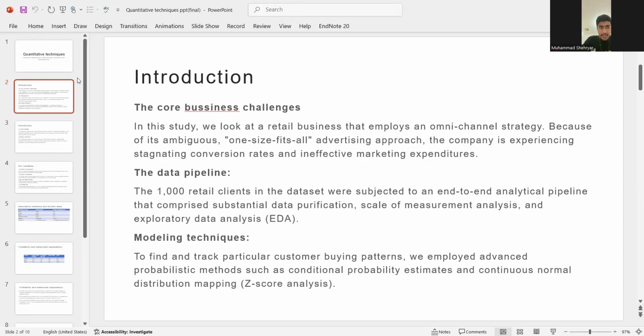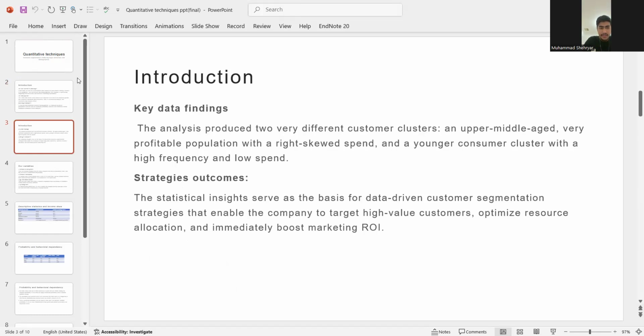The data pipeline: the 100 retail clients in the dataset were subjected to an end-to-end analytical pipeline that comprised data proficiency, scale of measurement analysis, and exploratory data analysis. Modeling the techniques to find and track particular customer buying patterns, we employed advanced probability estimations, continuous normal distribution mapping, and Z-score analysis. In the next slide, the key data findings.